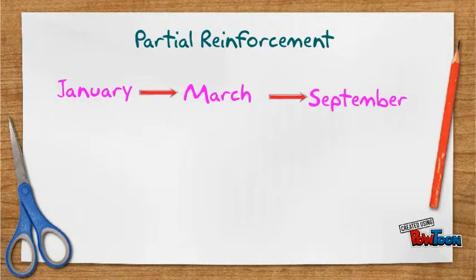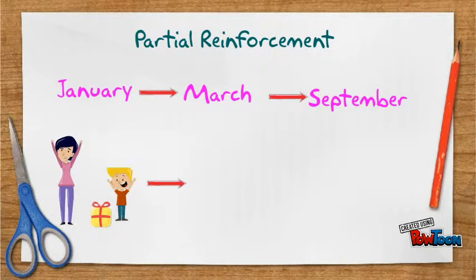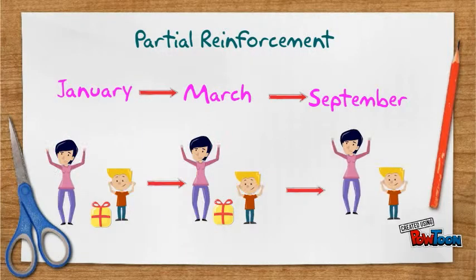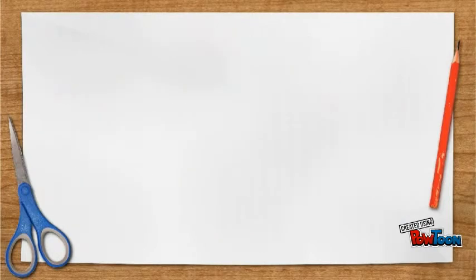Partial reinforcement, when behavior is followed by a reinforcer only some of the time, not all of the time. An example is if a child gets a gift after good behavior month after month and then one month doesn't get a gift.